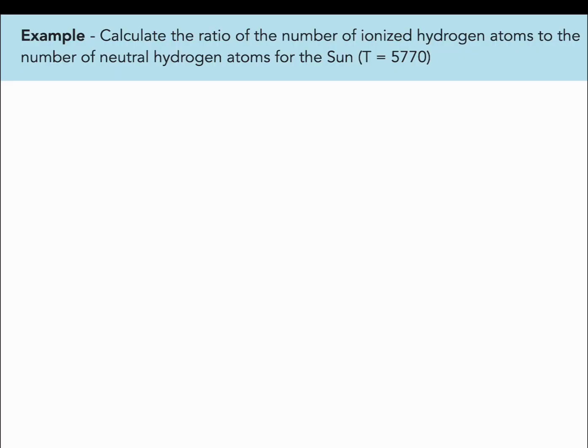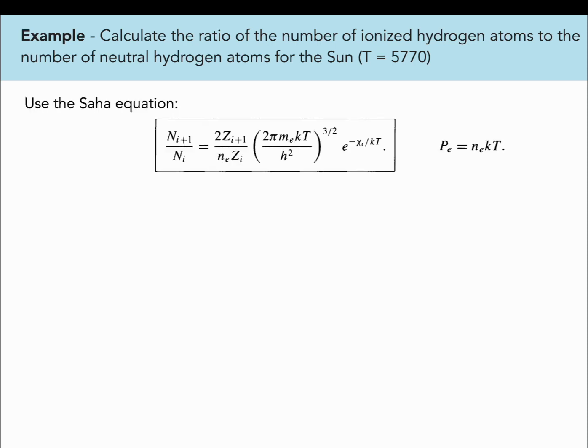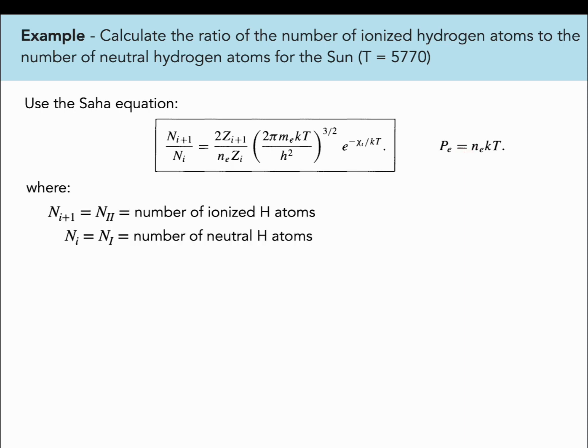Let's do an example. Calculate the ratio of the number of ionized hydrogen atoms to the number of neutral hydrogen atoms for the sun. So how much of the sun's hydrogen is ionized, how much is neutral? That's what we want to find out. And so this is the Saha equation, and again, we might need that ideal gas law for the free electrons. So we just need to identify all the terms. N sub I+1, that's going to be N2, that's the number of ionized hydrogen atoms. Remember the Roman numeral 2 means singly ionized state. Ni is going to be the number of neutral hydrogen atoms.